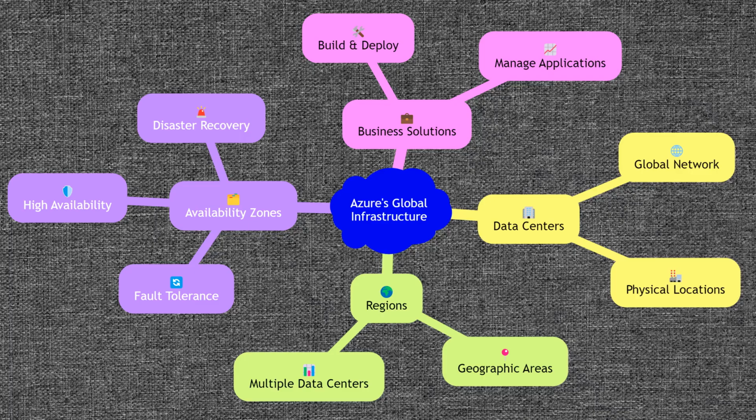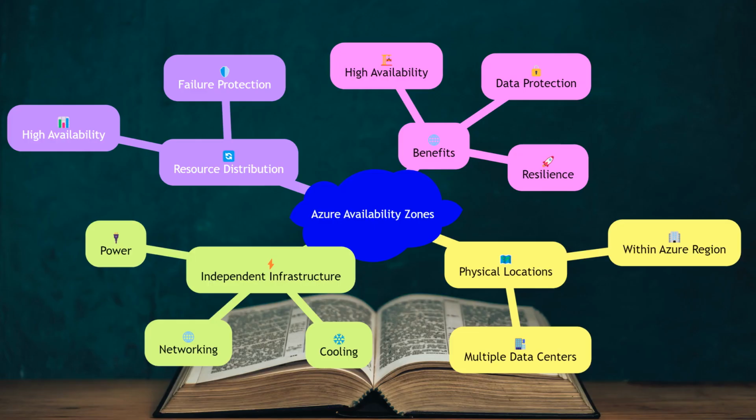Azure, Microsoft's cloud computing platform, offers a wide range of services and solutions to help businesses build, deploy, and manage applications. One of the key components of Azure's architecture is its global infrastructure, which includes data centers, regions, and availability zones. Understanding these components is crucial for leveraging Azure's full potential and ensuring high availability, fault tolerance, and disaster recovery for your applications. Availability zones are unique physical locations within an Azure region.